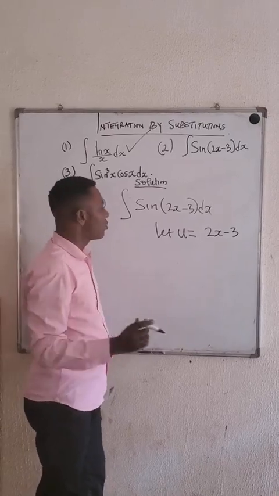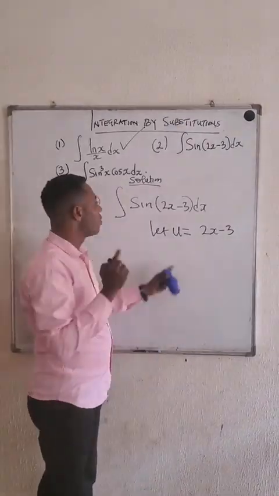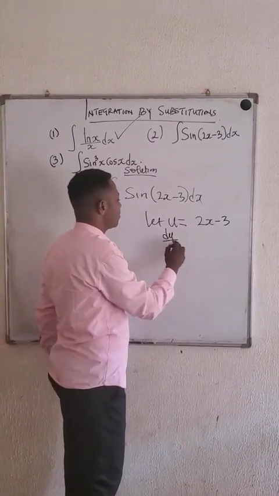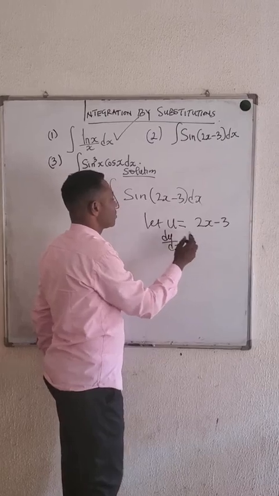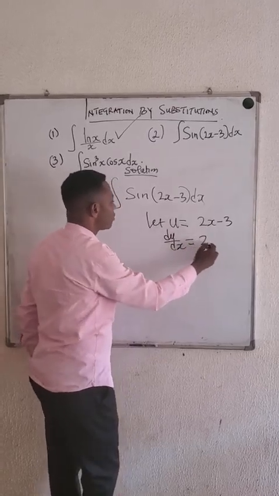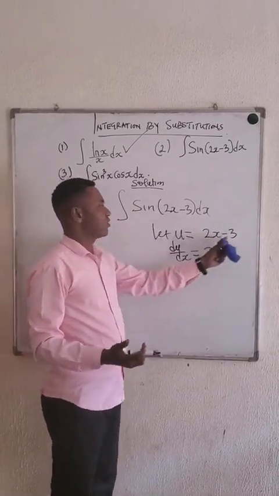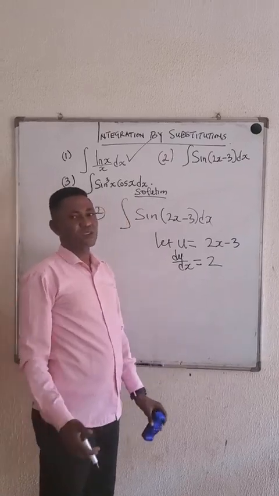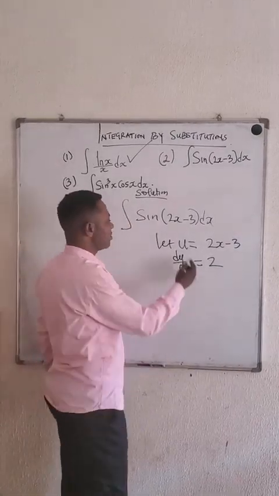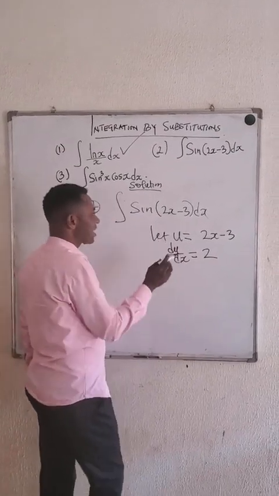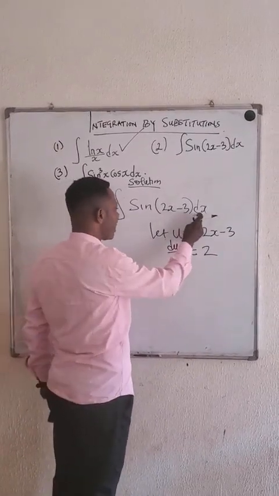So the first thing to do is to differentiate the u with respect to what? x. Now, du dx is equal to what? du dx equal to 2. Because when you differentiate 2x, you have ordinary 2. Differentiating minus 3, you have 0, because minus 3 is constant. So du dx is equal to what? 2. Now, what is our target? We want to remove this dx.